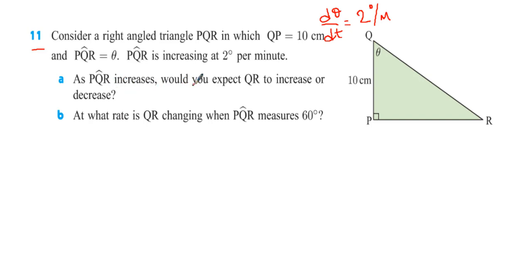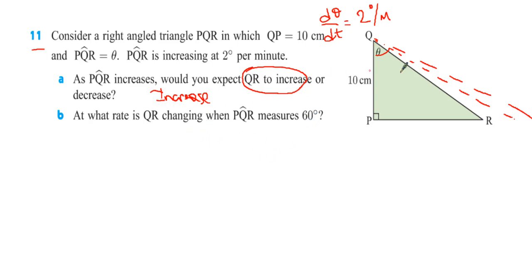As PQR increases, would you expect QR to increase or decrease? So as this one is increasing, they're asking about QR. If you just try to draw it, if we extend it, if the angle is increasing, QR will also increase, and also PR, right? As the angle increases, QR will increase. So the first one, they're asking whether it increases or decreases. At what rate is QR changing when PQR measures 60 degrees?